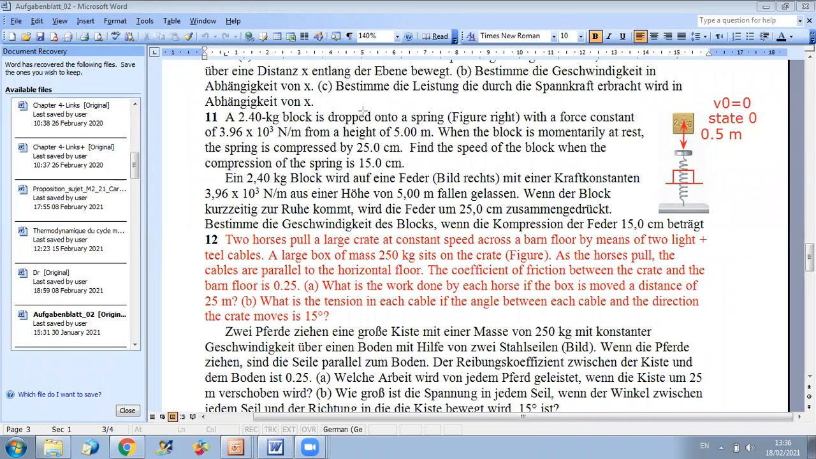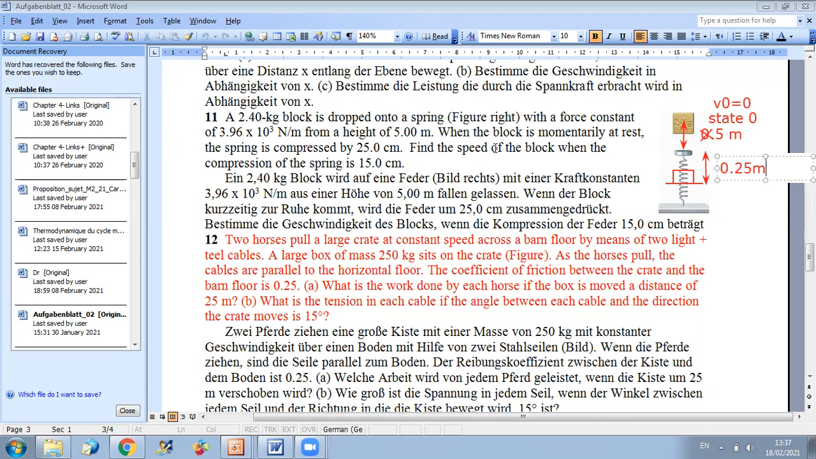Oh, sorry, here it's a height of 5 meters, not 0.5. So the height is 5 meters, and the compression of the spring is 25 centimeters. Of course, the figure is not to scale. So it will compress a certain distance of 25 centimeters, which is 0.25 meters. Now the question is, find the speed of the block when the compression of the spring is 15 centimeters.